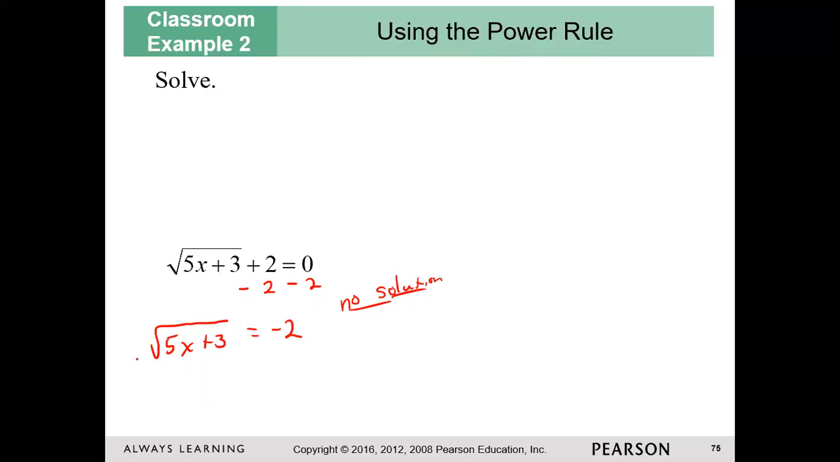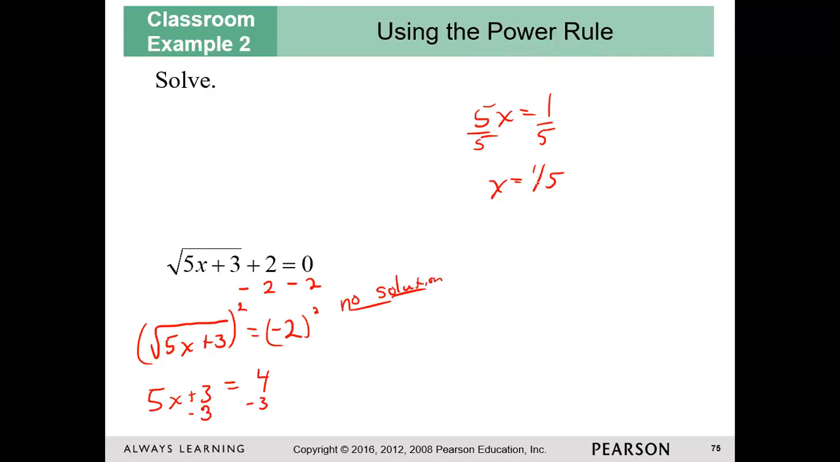But let's suppose you didn't see that, right? Let's suppose you didn't recognize that this shouldn't be a negative over here. And you said, all right, I've done what I need to do in order to apply the power rule. So let's apply the power rule to see what happens. So we get 5x plus 3 is equal to 4. And then we subtract 3, and you end up with 5x is equal to 1. And then you divide by 5, you get x is equal to 1/5. So you get a solution if you apply the power rule.